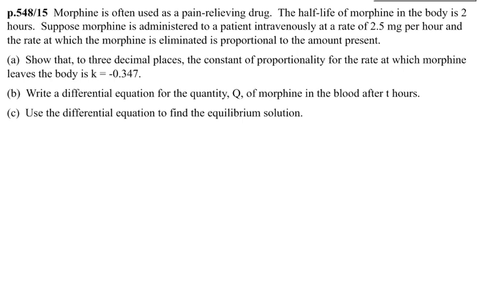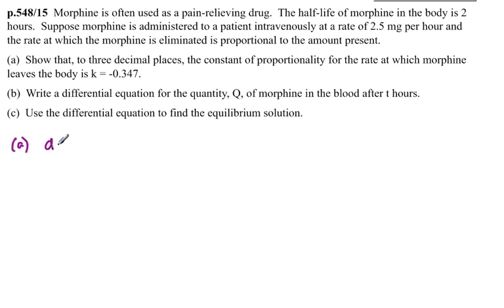Part A says, show that the constant of proportionality for the rate at which morphine leaves the body is negative 0.347. Now it's important to note that part A has nothing to do with the rate at which it's being added. So this 2.5 here is not going to factor into part A. In part A, we're simply looking at the half-life.